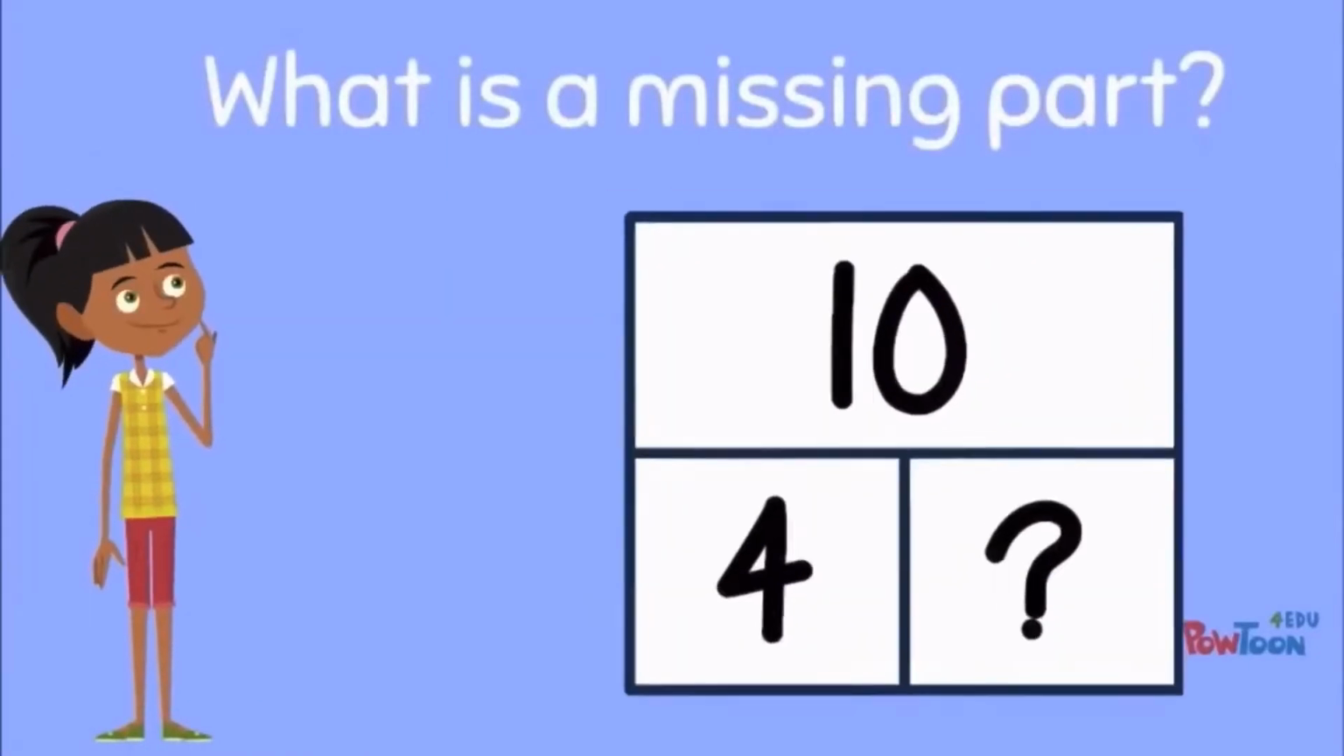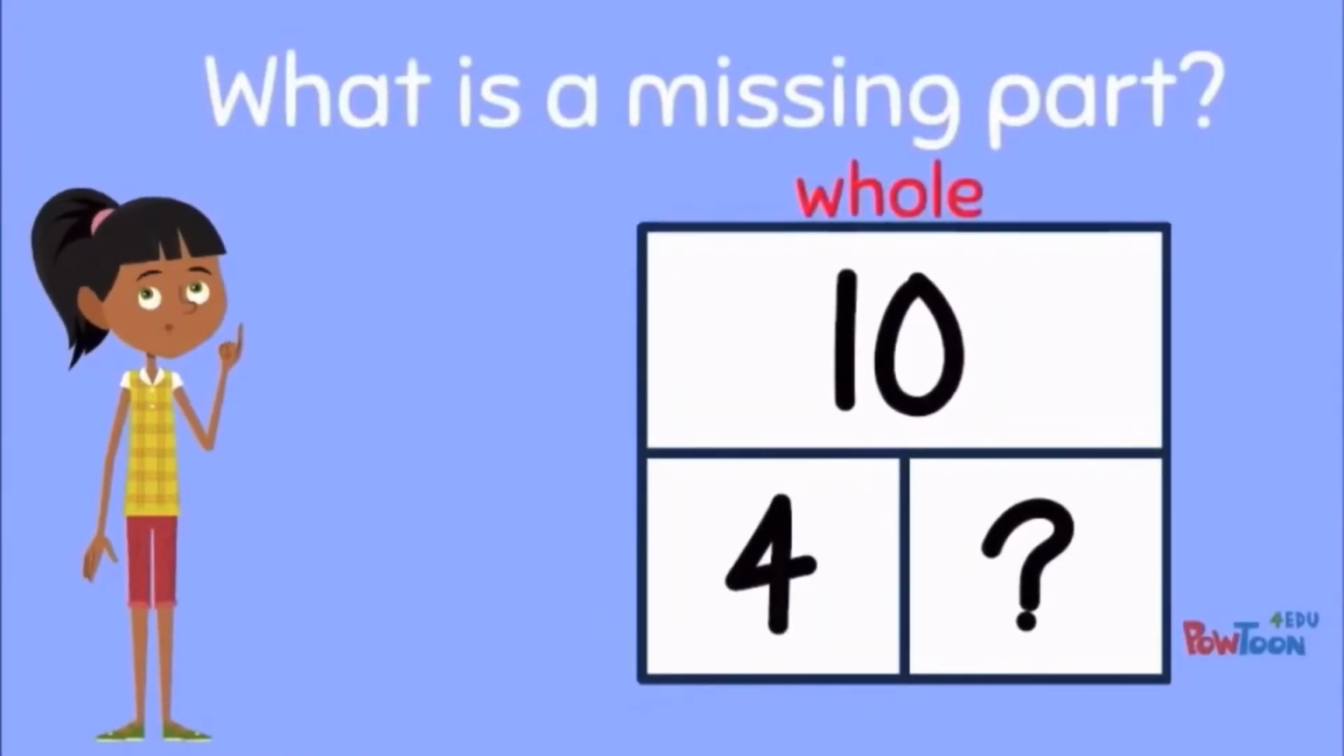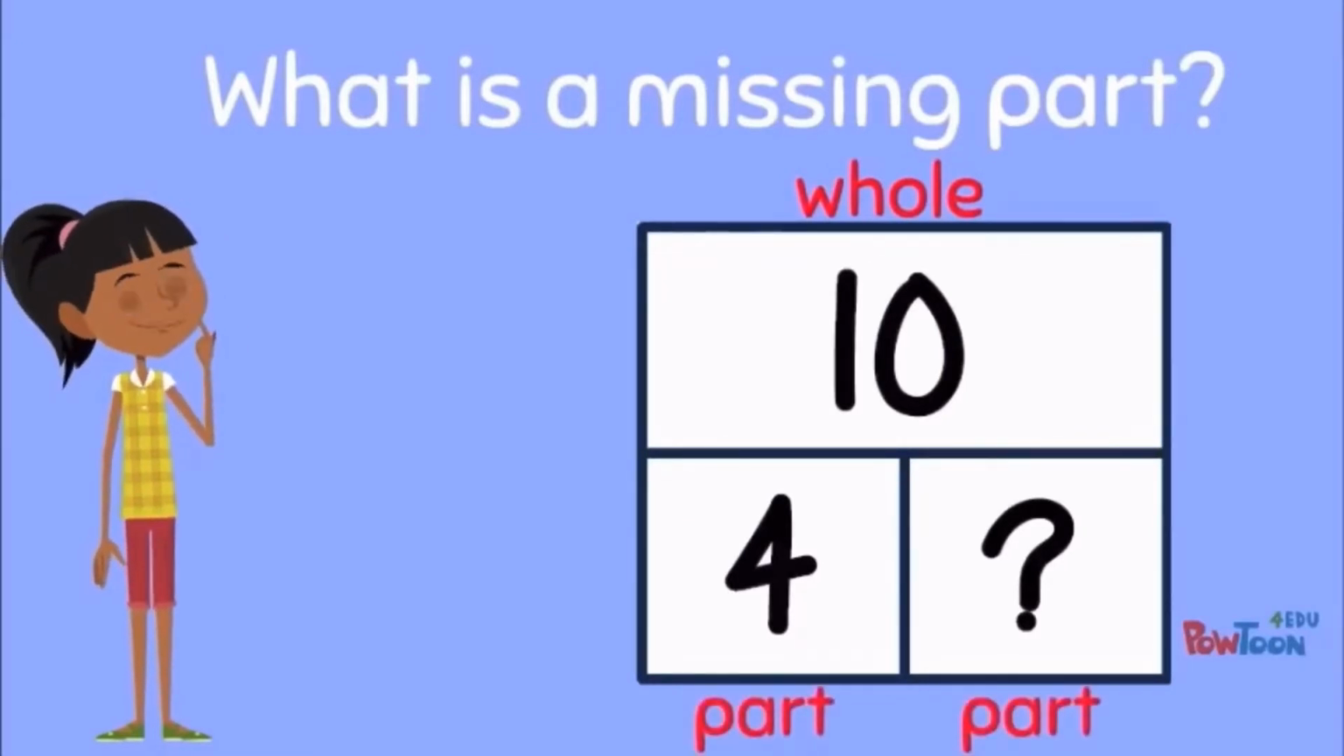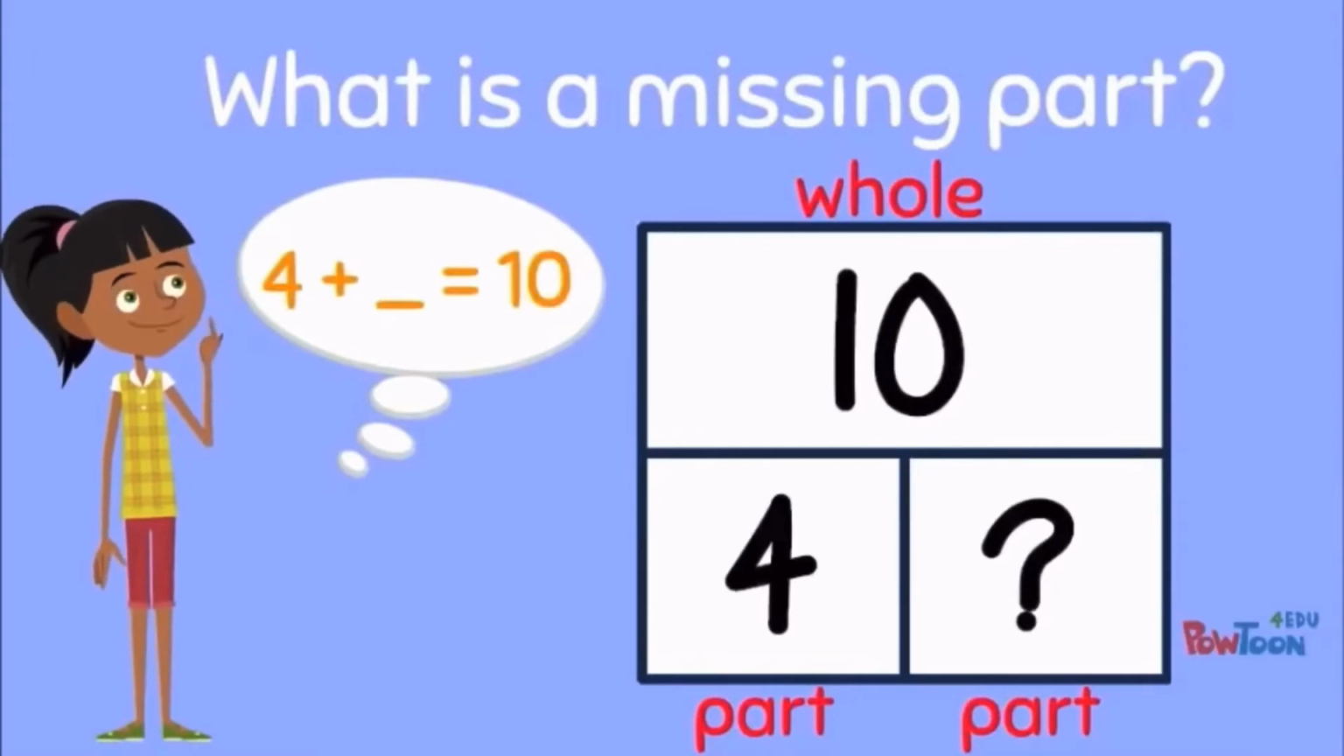What is a missing part? This is a part-whole model. The top shows the whole, or the total. The bottom shows the two parts that add together to make the whole. So in this problem, it shows that we have 4 plus something equals 10.